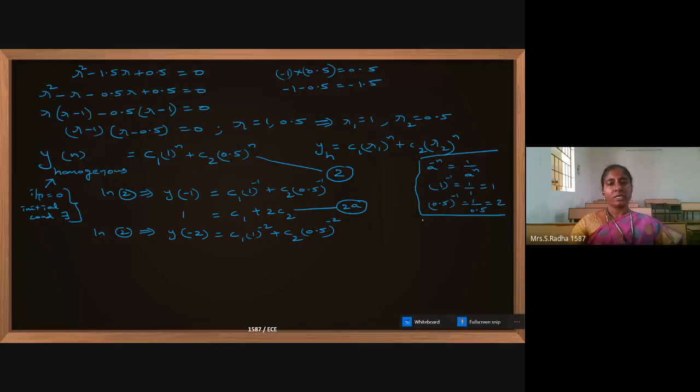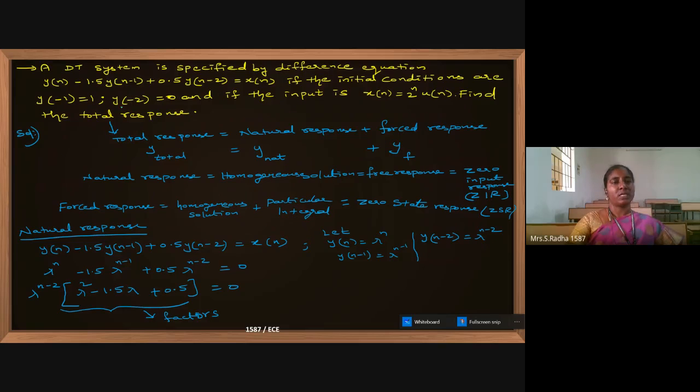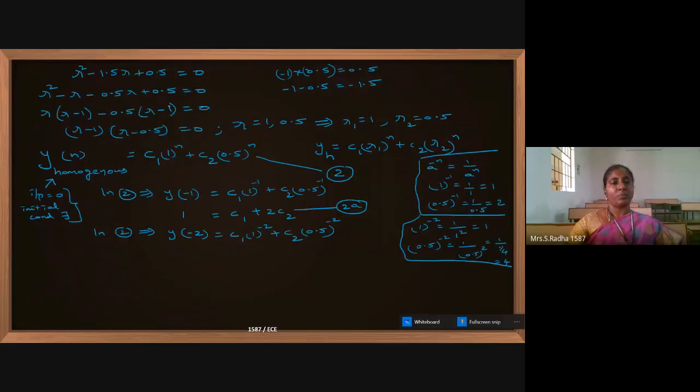So 1 power minus 2 means 1 divided by 1 square, the value is 1. 0.5 whole power minus 2 means 1 divided by 0.5 whole square. So 1 divided by 1 by 4, which is nothing but 4. The value is 4. So this is the constant I am calculating. The LHS y of minus 2 initial condition is given as 0. So I will put 0 on the left side, and the right side is C1 into 1 plus 4 into C2. This is equation 2b.